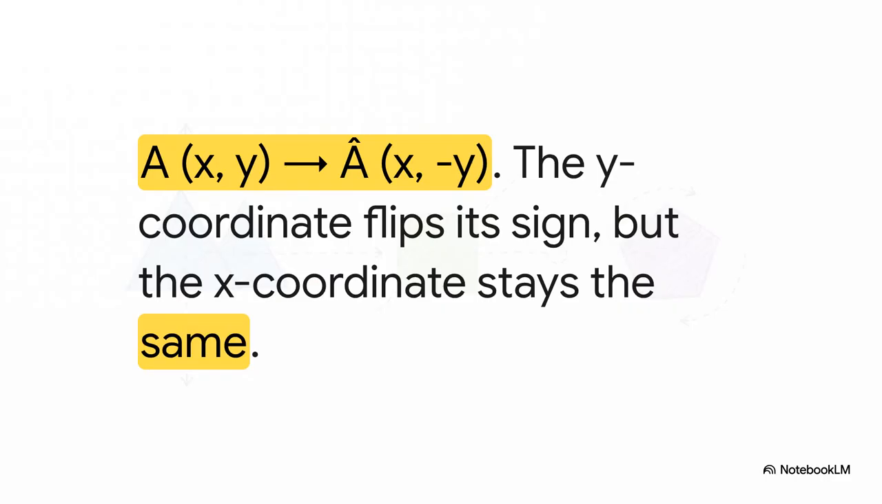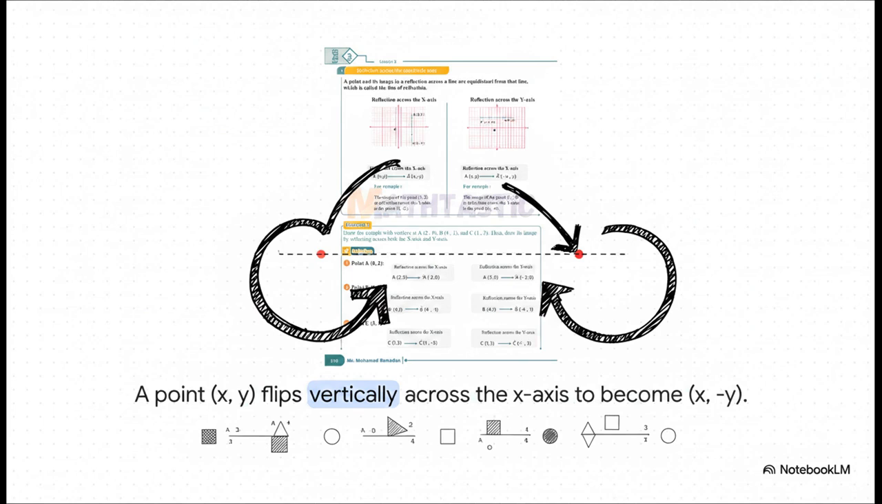Let's start with reflecting across the x-axis. You know, that horizontal line. When a point flips over this line, its left to right position doesn't change at all, so the x-coordinate stays the same. But its up and down position inverts, so the y-coordinate just flips its sign. And you can see that happening right here. The point (x, y) travels straight down, perfectly vertical, across that x-axis and lands at (x, -y). Same horizontal spot, but the complete opposite vertical position.